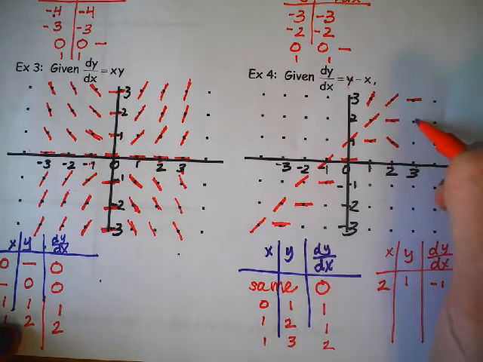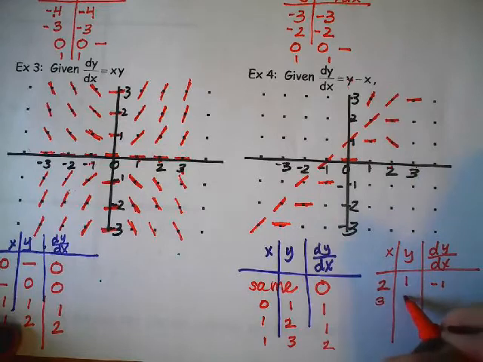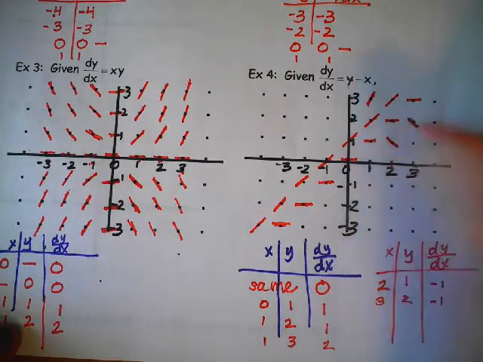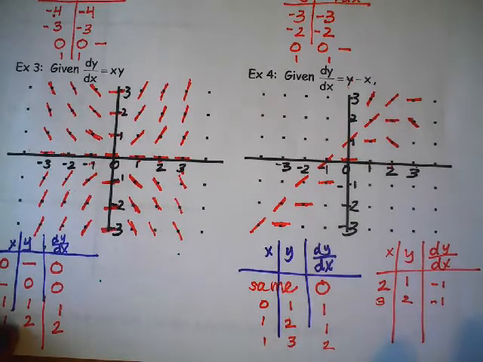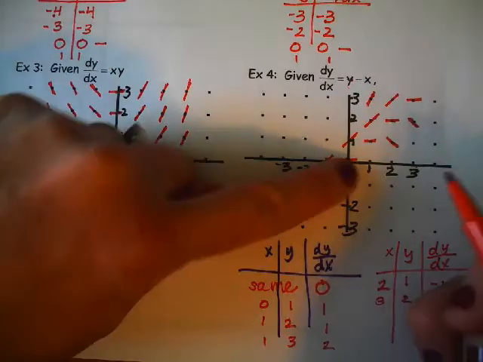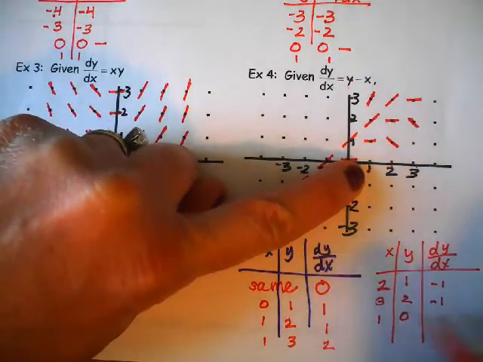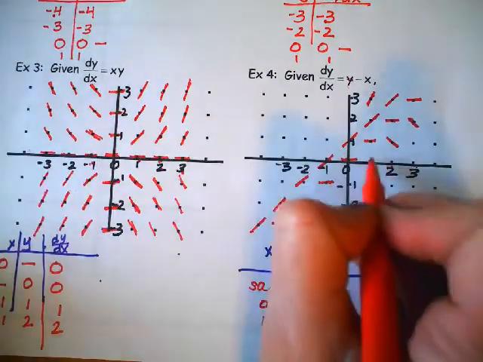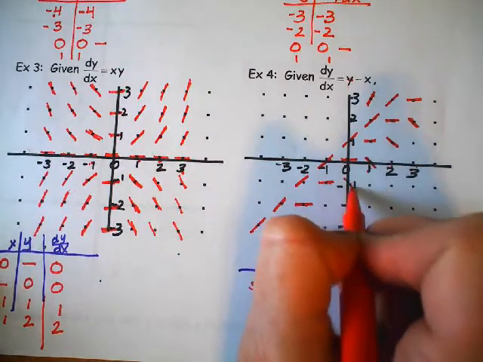At 3, 2. 2 minus 3 is negative 1. What I'm noticing is these slopes look like they're turning into -1. Let's try this. 1, 0. Well, 0 minus 1 is -1. Do you see the pattern here?